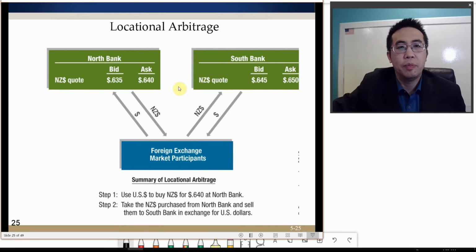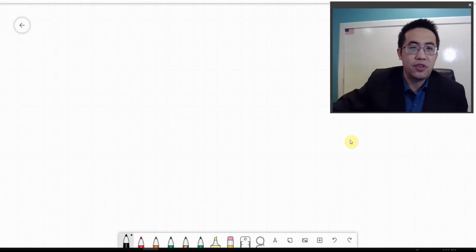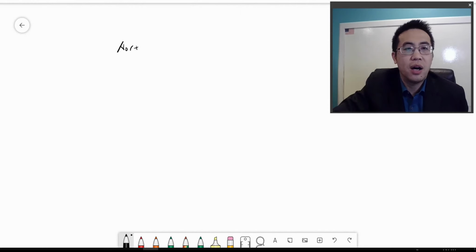And your profit would be $0.005 per New Zealand dollar. So that's the difference between the ask of the North and the bid of the South. And when we're looking at locational arbitrage, it is very easy to understand that there have to be price differences. But when bid and ask get involved, what would be the opportunity?